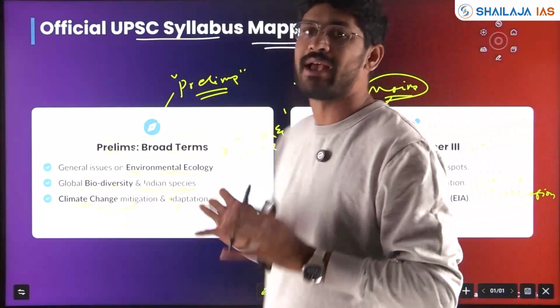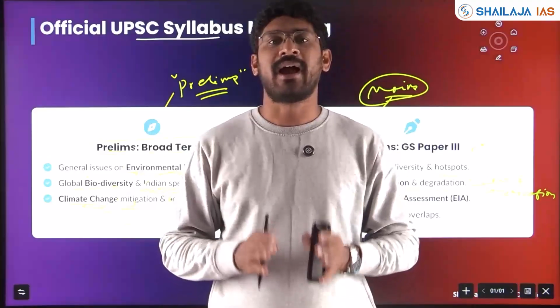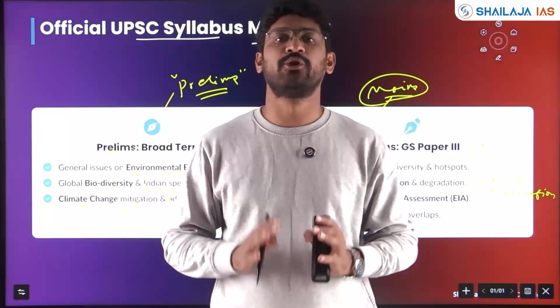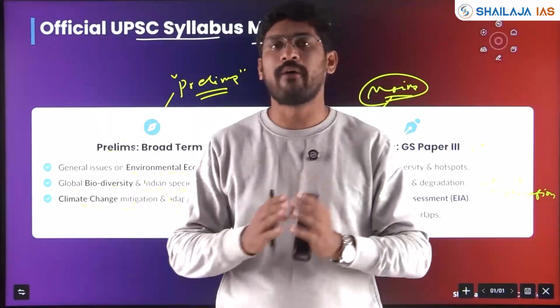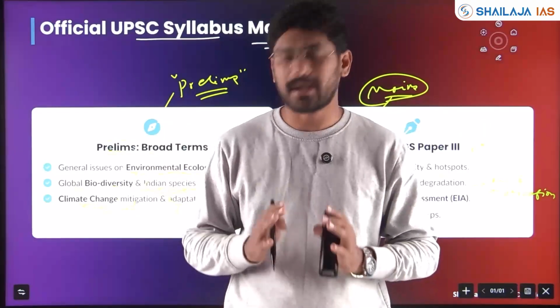So around 6 to 7 themes are recurrently asked in UPSC, and they hold around 15 to 20 questions every year. About 15% of the paper constitutes environmental science, okay? Environment and ecology.